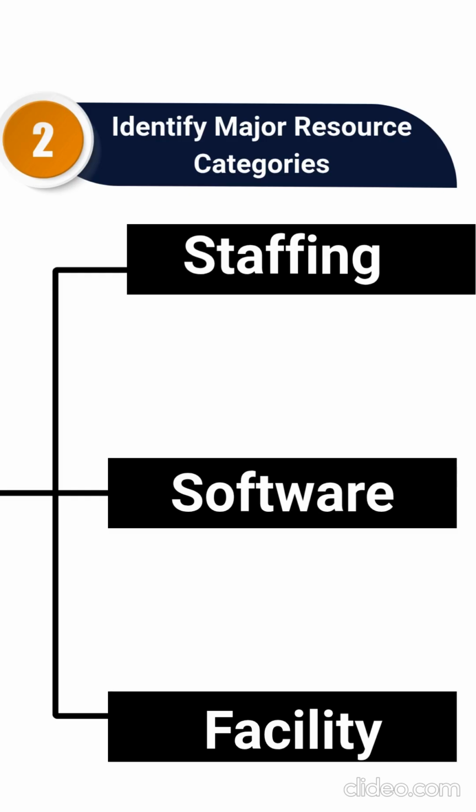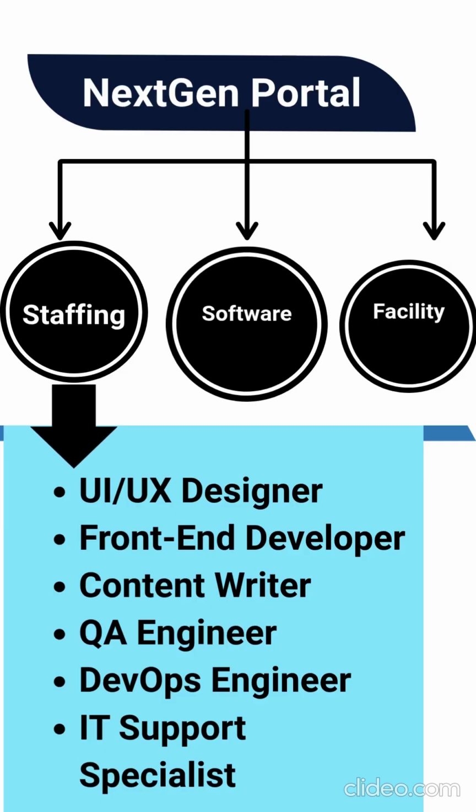So based on the activities, here I have decided that the resource categories required to do those activities are staffing, that is human resource, software, and facilities. Now comes step 3, that's create resource breakdown structure. To create the resource breakdown structure, in every resource category, I will add the resources which are required to do the project activities. So first we'll start with staffing, that is human resource.